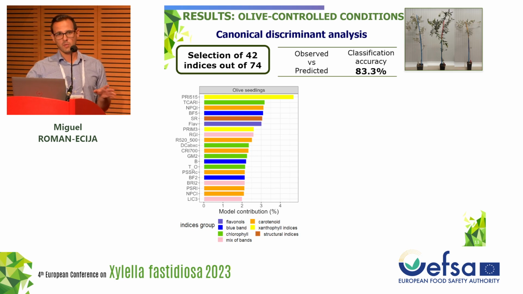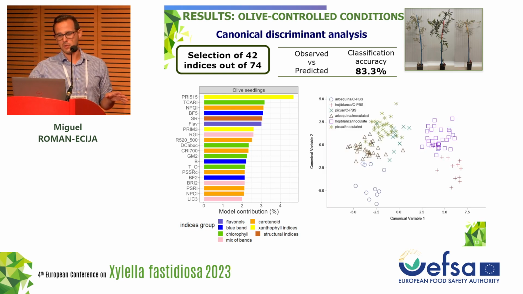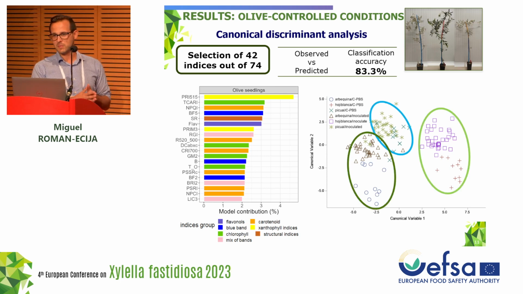With this data, we have performed a canonical plot, and we can see here the points. Each point corresponds to an observation, and we can see a pattern first between cultivars, but within cultivars we can see a different pattern for control and inoculated plants. So with the use of proximal sensor devices, we were able to discriminate between inoculated and non-inoculated plants, even in the absence of symptoms.